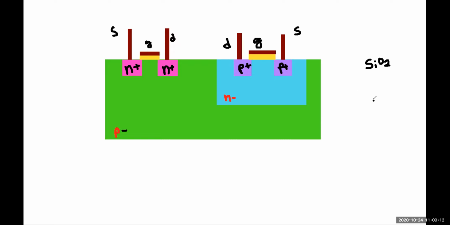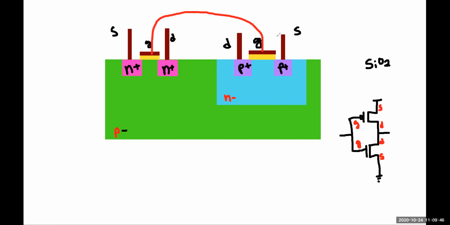Now look at our design. This is our design, right? Here we have our source. This is for PMOS. This is our drain, this is our source, and this is our gate. Can you see that? So the gates are connected. This gate and this gate will be connected.